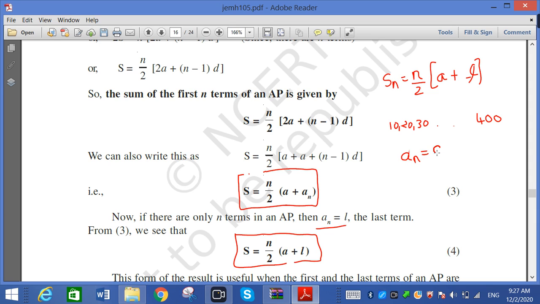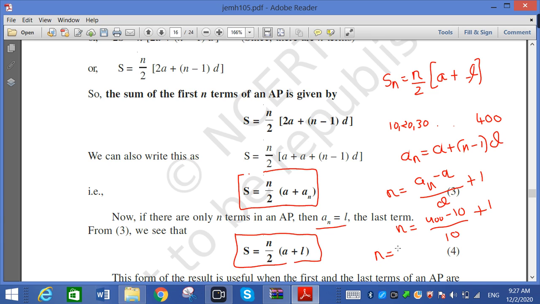An is equal to a plus n minus 1 into d. By using this, we can find n. n is equal to an minus a by d, plus 1. So 400 minus 10, divided by 10 because the difference is 10, plus 1. So n is equal to 400 minus 10, that is 390, divided by 10, that is 39, plus 1. So n is equal to 40.